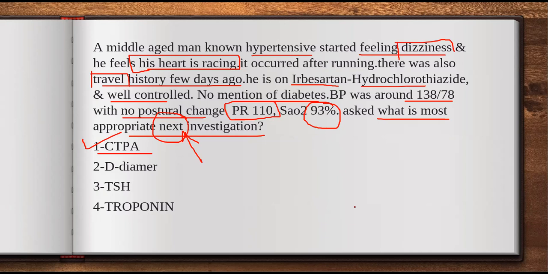For hypoxia, if they ask initial or next, first option will be ABG. Otherwise, if there is no hypoxia in this question, you will go for CTPA directly. Now, for pregnant women, we don't do CTPA, we do VQ scan. That is the only time we do a VQ scan.